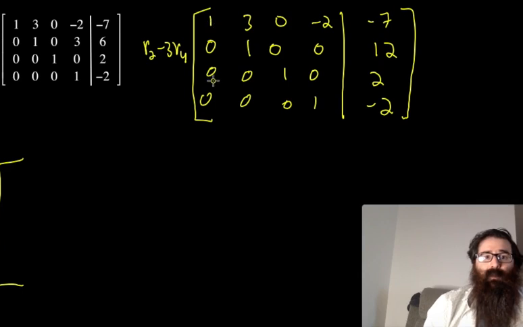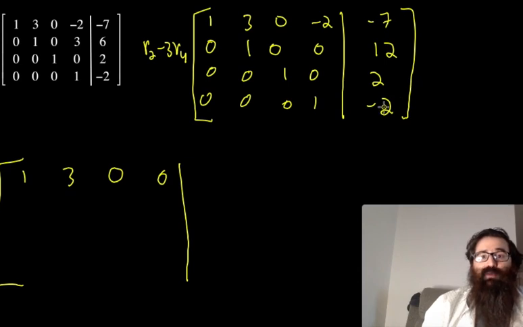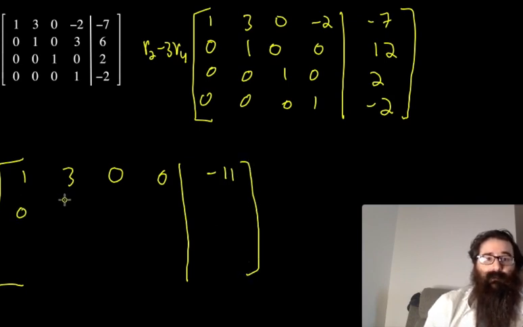So here I get 1 plus 2 times 0 gives me 1. 3 plus 2 times 0 gives me 3. 0 plus 2 times 0 gives me 0. Negative 2 plus 2 times 1 gives me negative 2 plus 2 gives me 0. And then augmented with negative 7 plus 2 times negative 2, that's negative 7 plus negative 4 gives me negative 11. And I can rewrite the rest of the rows.